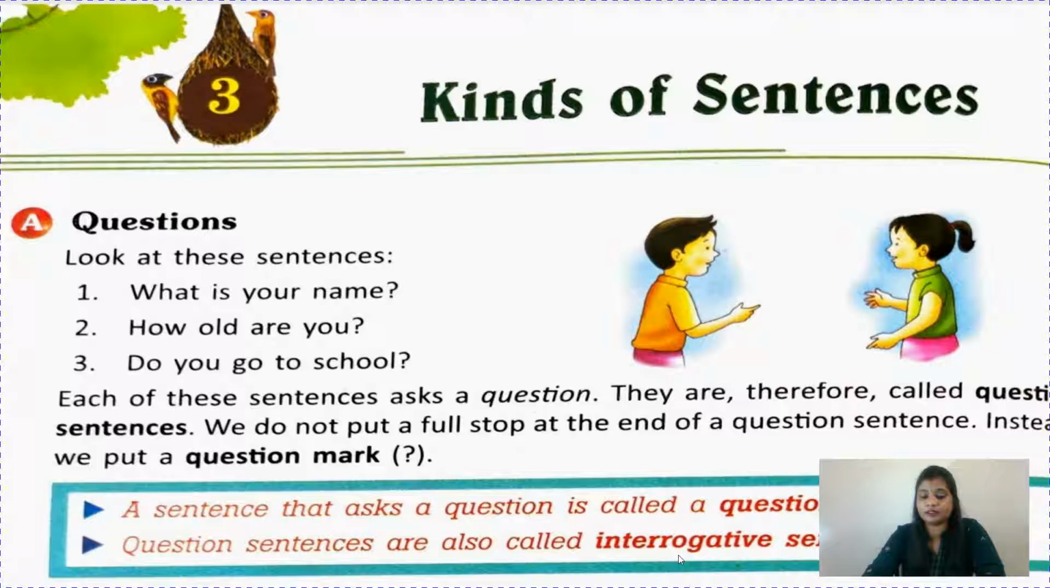Yes, children, please learn this word, interrogative. Because when you go to higher classes, you will learn like this: interrogative sentences, imperative sentences, assertive sentences, not questions or statements or commands. So keep this in your mind.